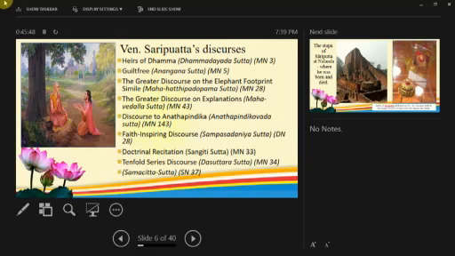So the Anathapindikovada Sutta witnesses that fact. Faith-inspiring discourse, Sampasadaniya Sutta, you may read it. How to develop confidence, saddha, in the Buddha is explained in that discourse. That is a discourse delivered by Venerable Sariputta. And Samma Ditthi Sutta about doctrinal recitation and tenfold series. There are so many discourses uttered by Venerable Sariputta. There were no monks like Venerable Sariputta in delivering the Buddha's message to bhikkhus, bhikkhunis, upasakas and upasikas. Of course, he was the Dhammasenapati, the marshal of the Dhamma.